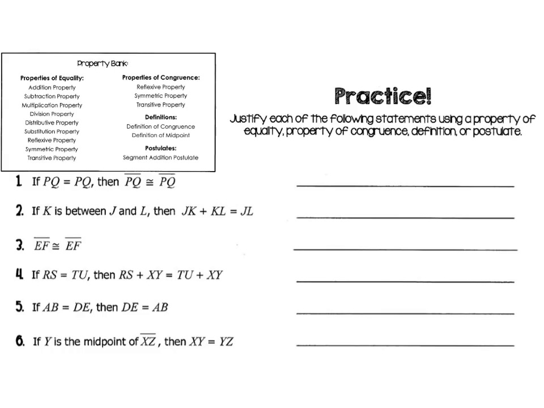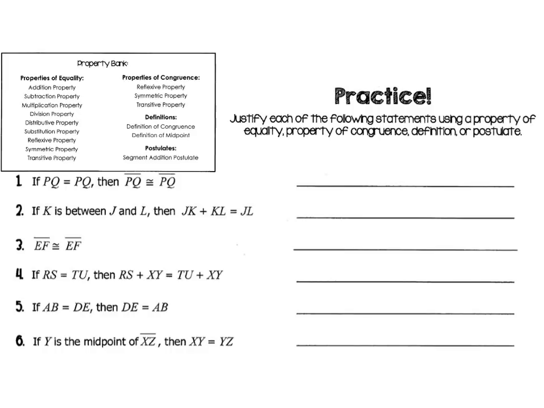All right, so now we're going to get some practice identifying the different properties of equality, properties of congruence, different definitions and postulates. If you're given a statement, I want you to try to come up with the reason, and the reason's always going to be a property of equality, property of congruence, definition, postulate, theorem, and so on. So let's start with number 1.